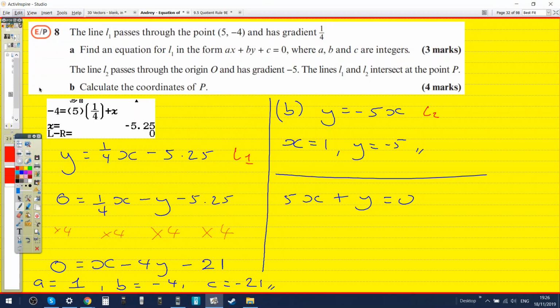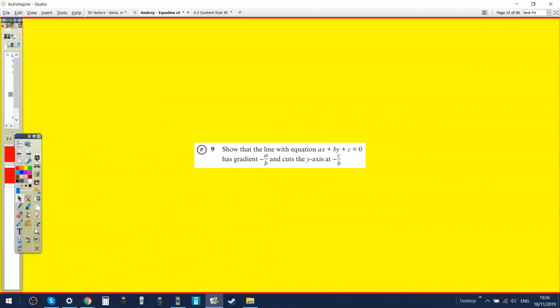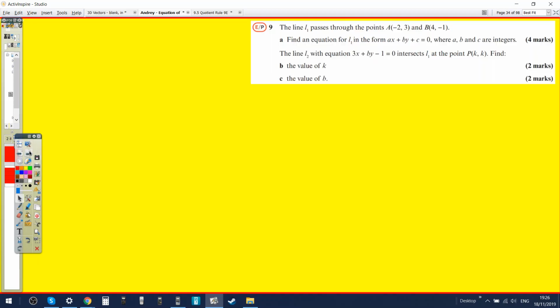No. Okay. And so it's a bit easier to put it into the calculator if it's like that, but it takes a bit of rearranging. That one's all right.